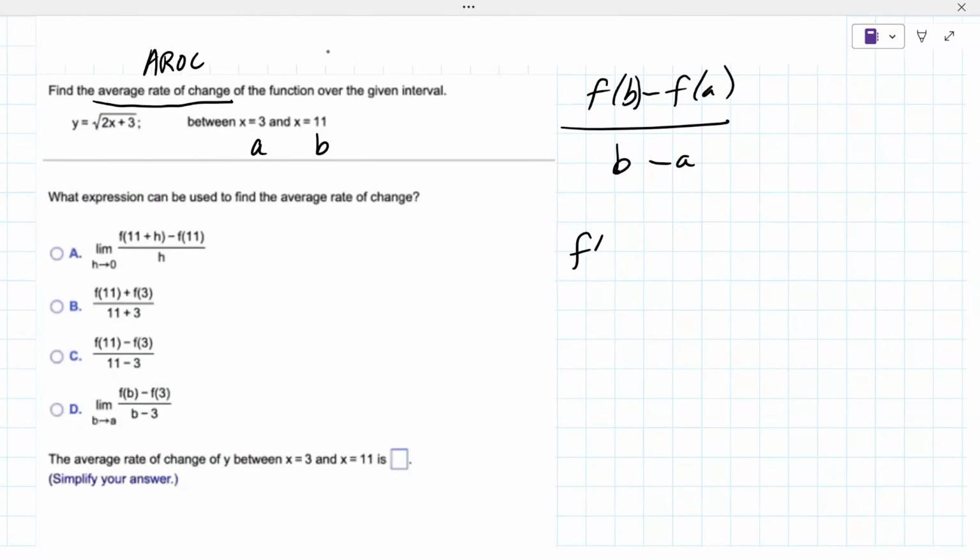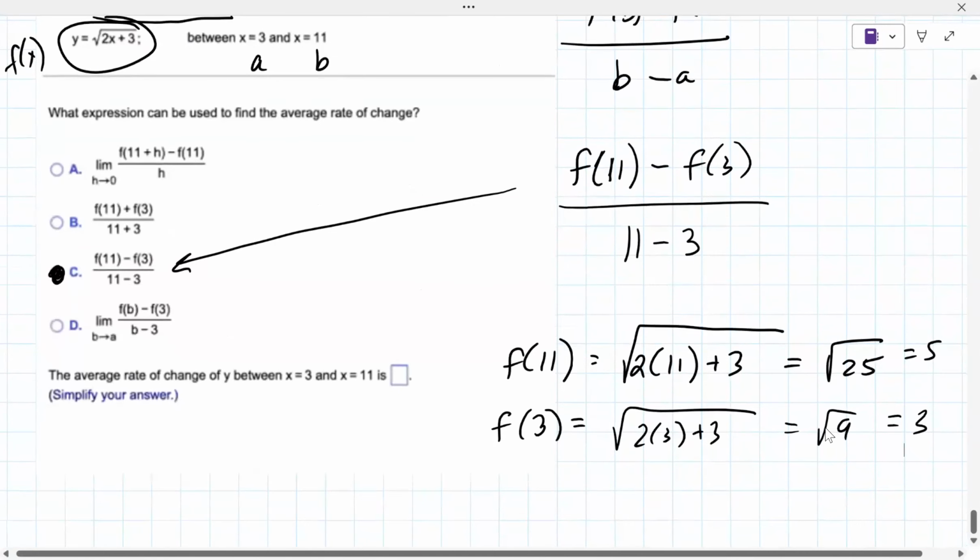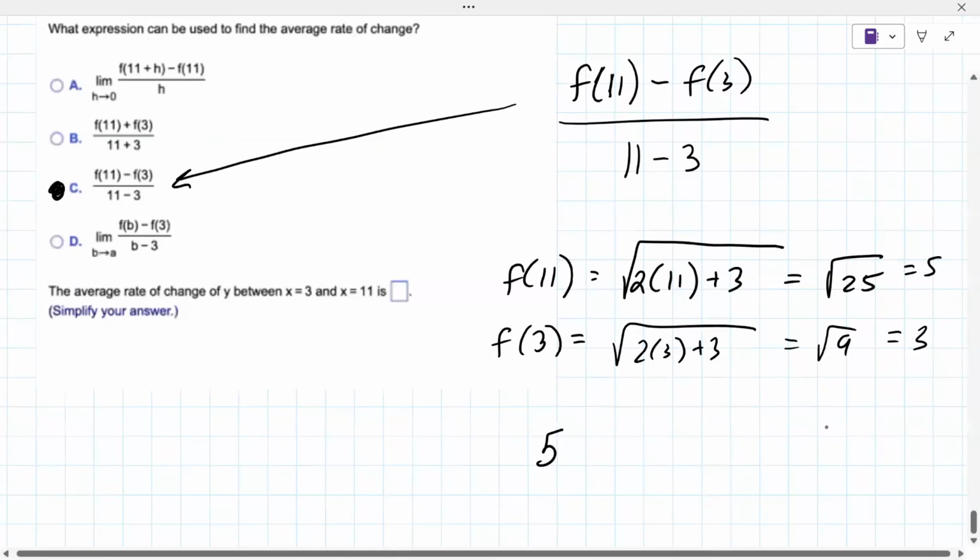Typically, if they're asking you to simplify your answer or do a problem like this, it has to work out nice. So if you don't get nice numbers, you will just want to recheck your calculations. And I'm assuming you have a calculator. That's why I'm rushing through these. You can do this on your own. So it's 5 minus 3 over 11 minus 3. 2 over 8 is 1/4. That is your final answer for that one.